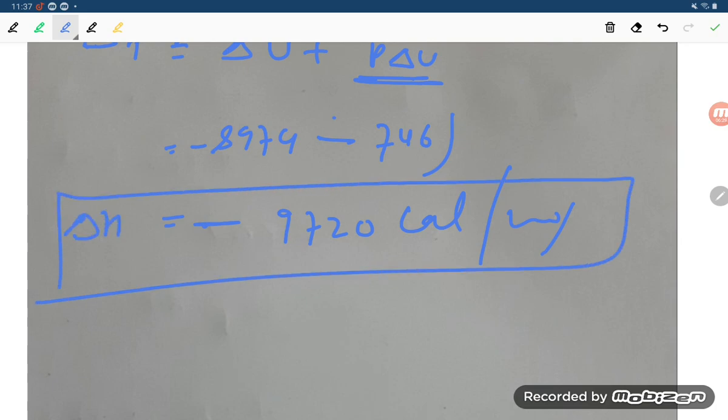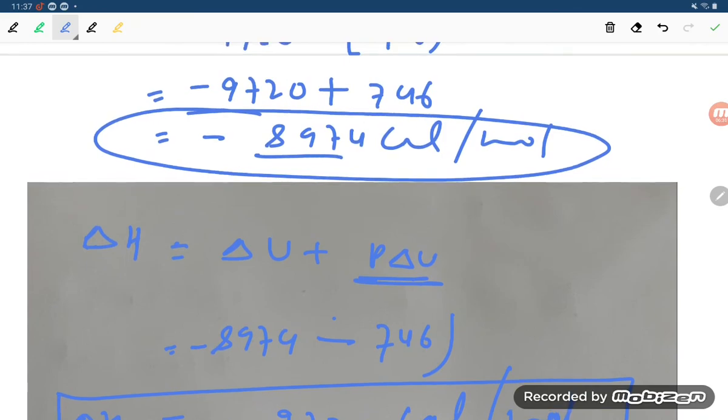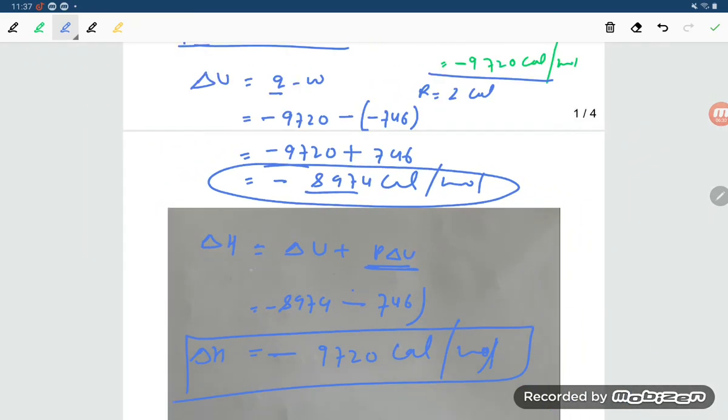You need to practice, student, 2-3 times, then you will be able to answer. And here is the delta U.